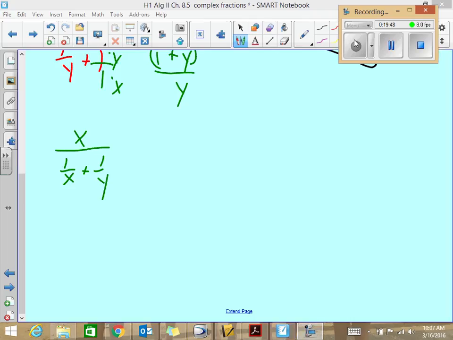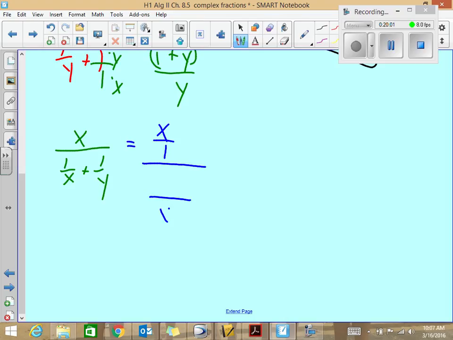Okay, so again, the top does not. We can make it a fraction. It wasn't yet, but we can. So the bottom, we need to make one fraction, so our common denominator will be xy. So to make 1 over x have that denominator, we multiply by y. To make 1 over y have that, we multiply by x. So again, go ahead and put parentheses around that when you do that. Okay, so now it's a family.